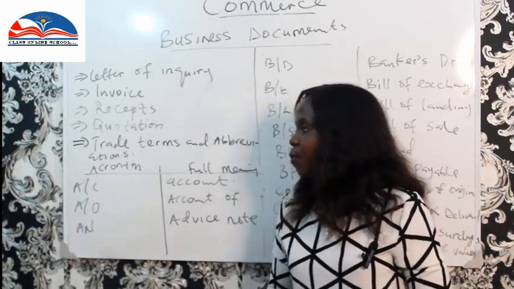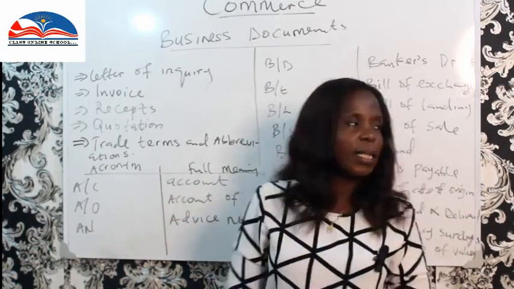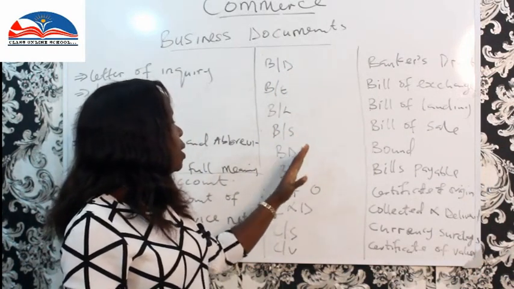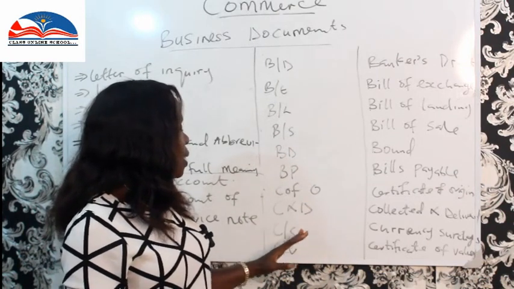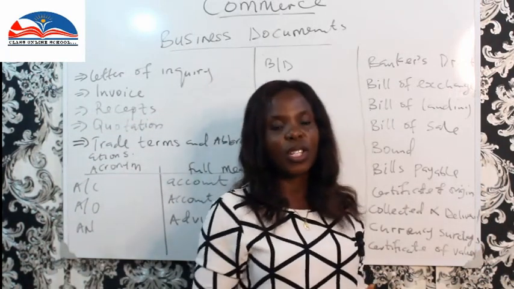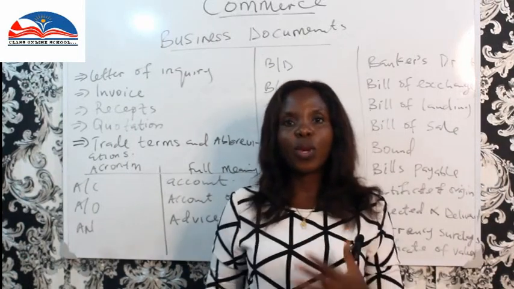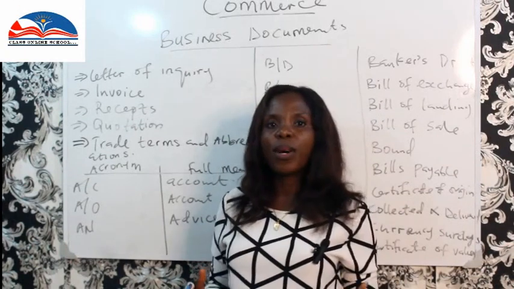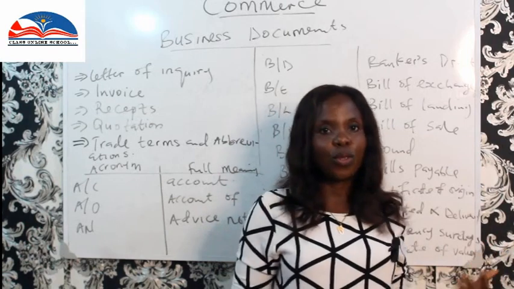Go over it again. The ones of accounts, AC, AO, AN, BD, BE, BO, BS, BD, BP, C of O, C and D, C and X, CV. All of these are different terminology and abbreviations that are used in business. As we go through our business class, and maybe when we enter the accounting part of your business study, I use some of these abbreviations and refer you to this.